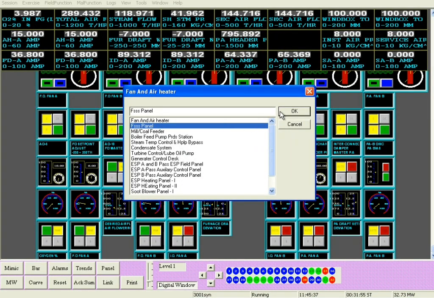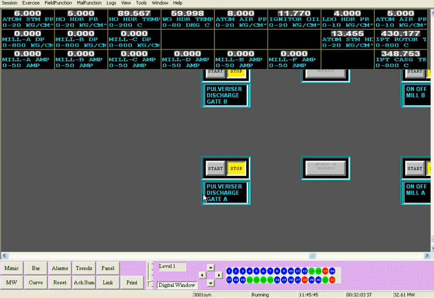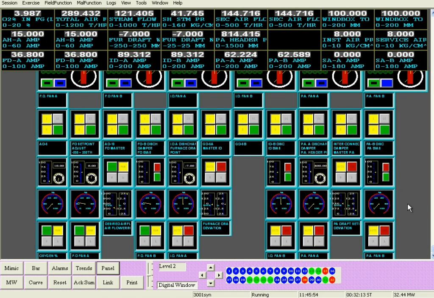So we go to the FSSS panel, and we want to open the pulverizer discharge gate, the pulverizer discharge gate for A mill. So we give a start command, but you see that it is not opening, it is stopping again. So there is some problem, and we will see what the problem is.